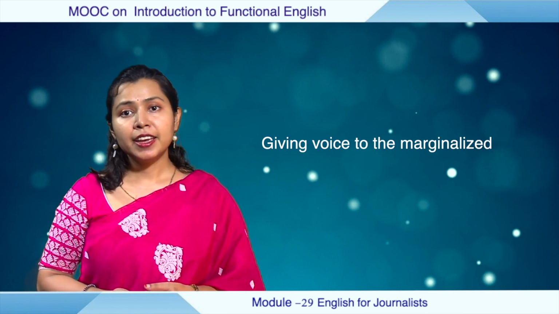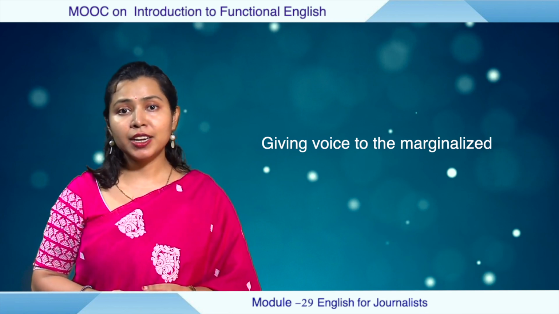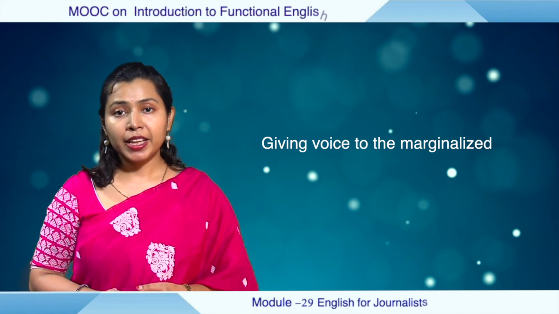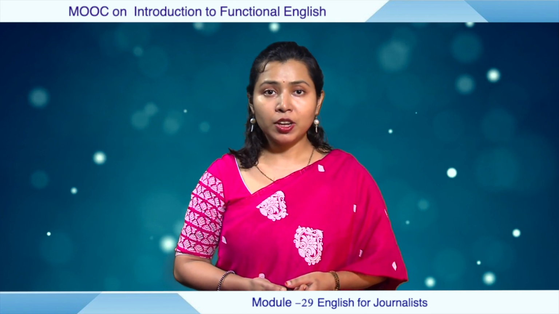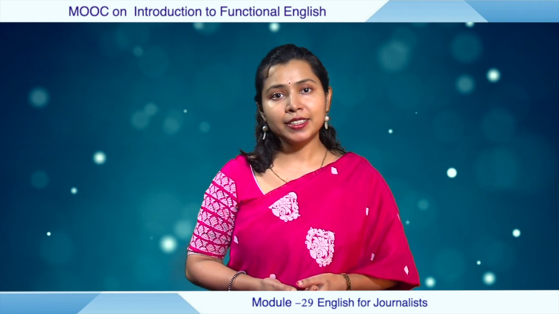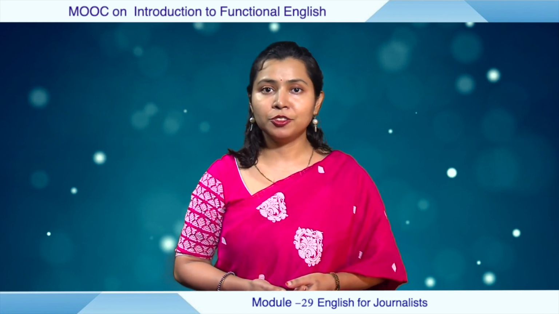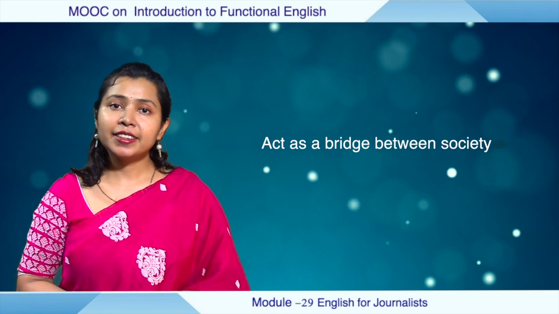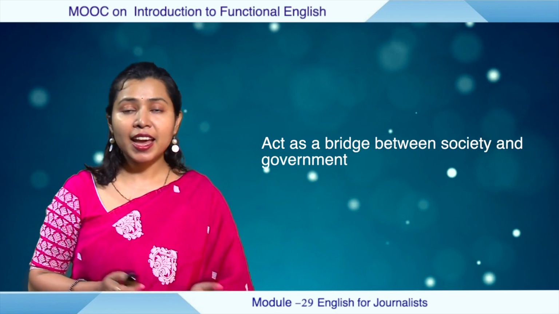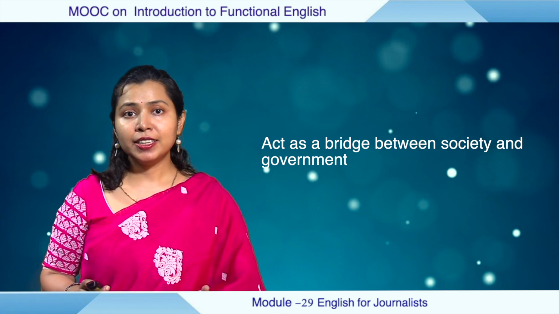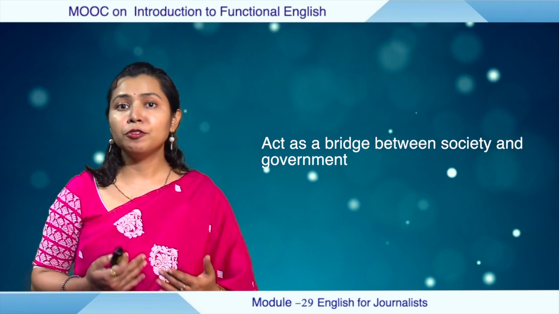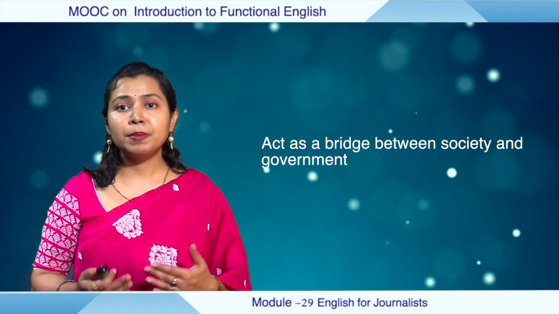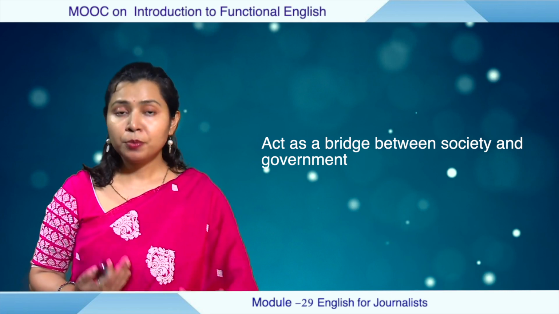The next function could be giving voice to the marginalized. So journalists give a platform to marginalized communities so that their voices can be heard. The last point, but not the least, that we can discuss as a task performed by the journalists is that they act as a bridge between the society and the government. The journalists act as intermediaries. They facilitate the flow of information and they make people aware of the political process.